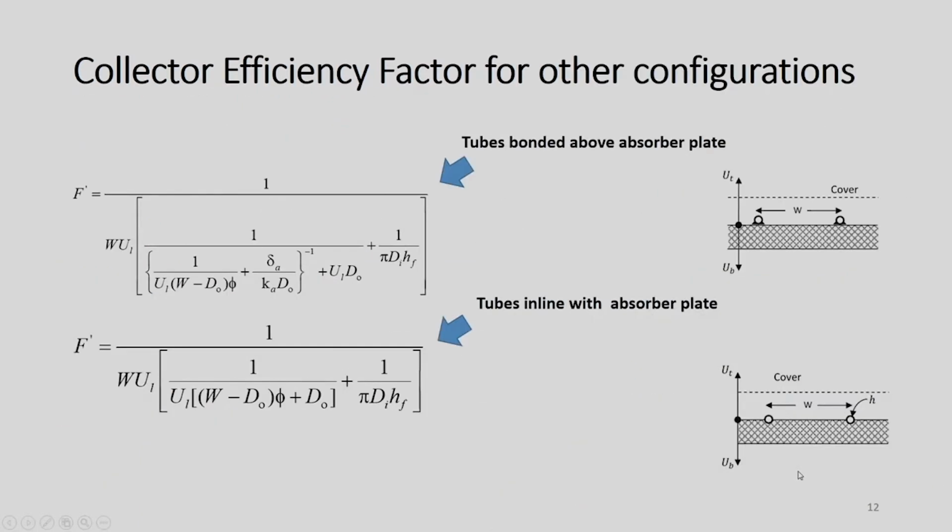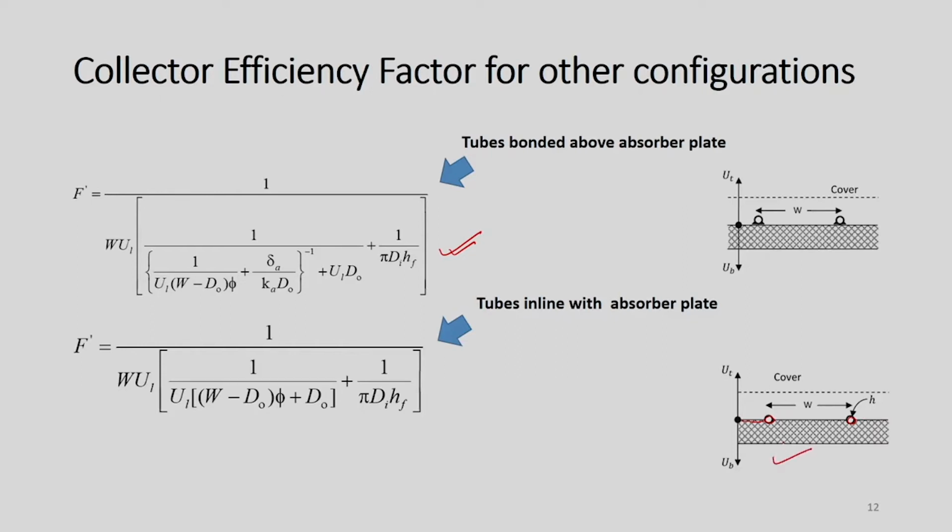Now, let us see what happens if the configuration changes. This expression is for the tube bonded above the absorber plate. You can see the case we have derived just now was for the tube which is attached below the absorber plate. Now, if you see the case when these tubes are attached above the absorber plate, then the expression will be something like this. And sometimes these inline configurations are also used in the absorber plate. So, this is the absorber plate, and the same line will have these tubes.